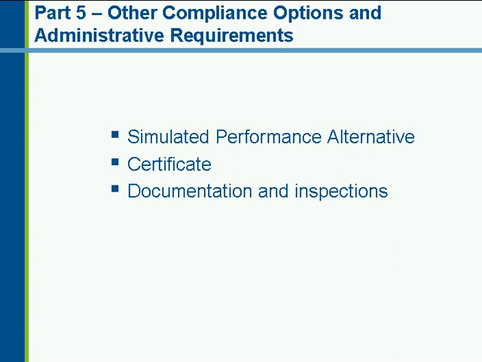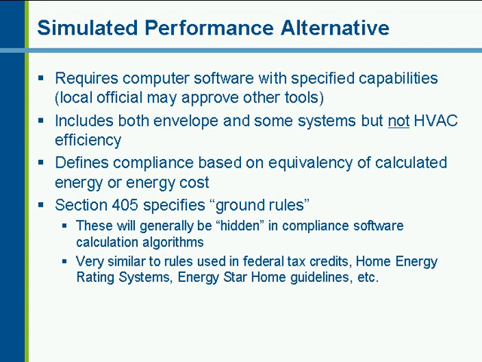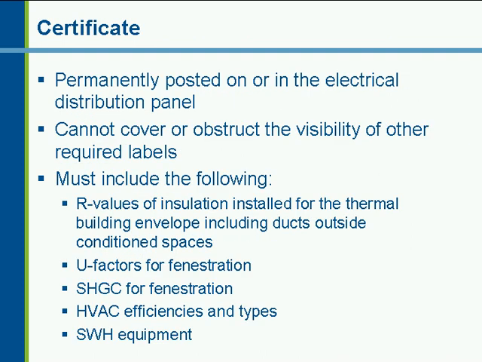You're basically having to model with the software two buildings, one building that exactly meets the prescriptive requirements, and a second building that's designed according to your proposed home. As long as your proposed house uses less energy or energy cost, depending on your jurisdiction, than the prescriptive home, you comply. Section 405 of the code sets up the ground rules for how you do those energy comparisons. Most of those ground rules will be hidden in the software tool that you use. It's not at all dissimilar to the kinds of rules that you may be familiar with through home energy rating systems, federal tax credits, Energy Star homes, and so forth. So that's all we'll say with regard to the simulated performance alternative. Usually you have a bit of software that's going to take care of most of those details for you.